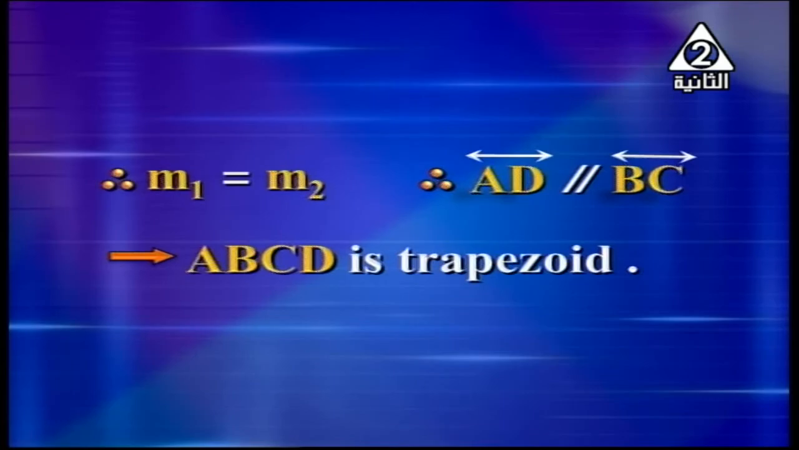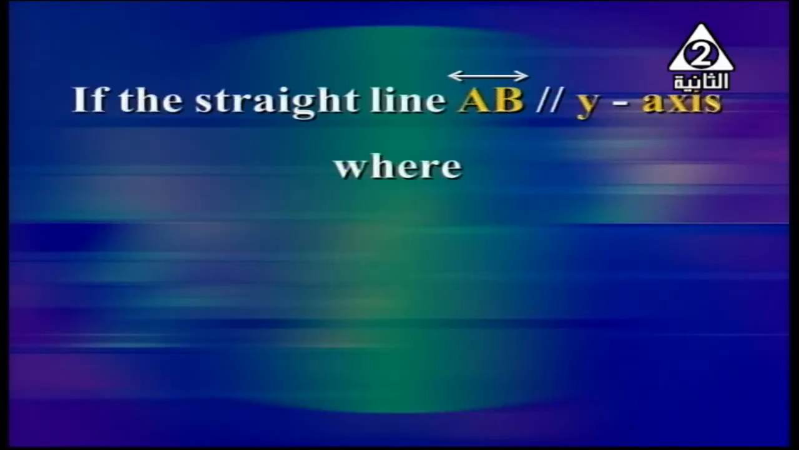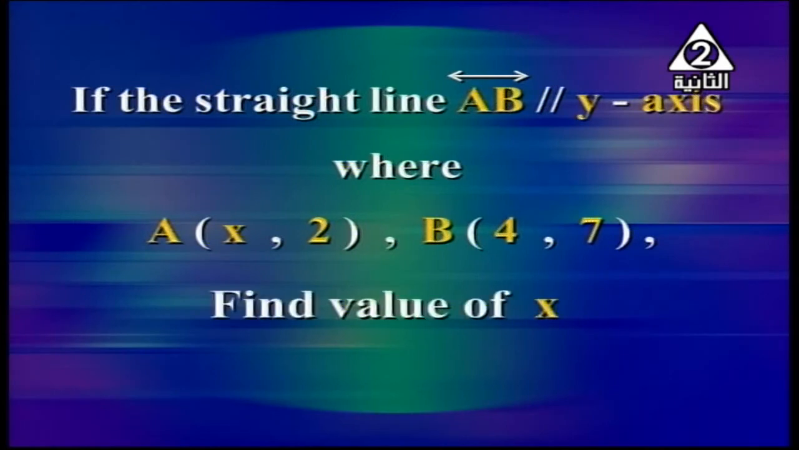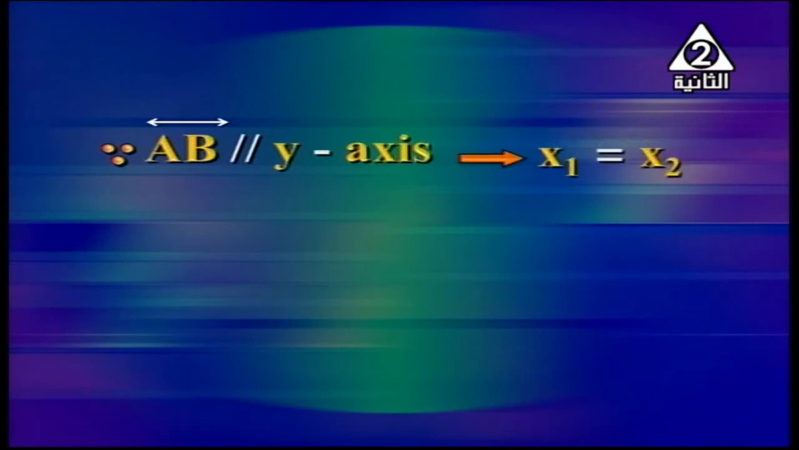Another example, if the straight line AB is parallel to the y-axis, where A is (x, 2) and B is (4, 7), find the value of x. Here you are going to notice that AB is parallel to the y-axis. What are you going to notice? Since the straight line is parallel to the y-axis, it means that x1 equals x2. What about x1? It is x. What about x2? It's 4. So we can say that x equals 4.